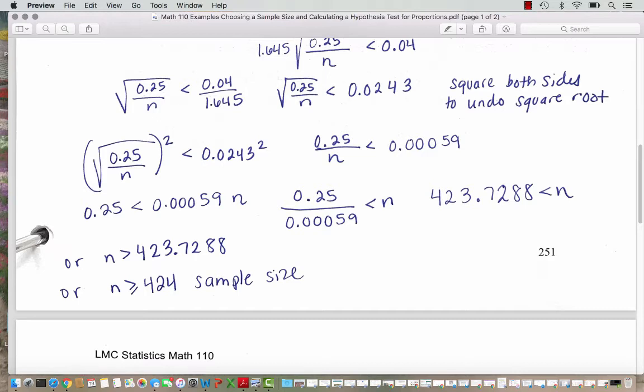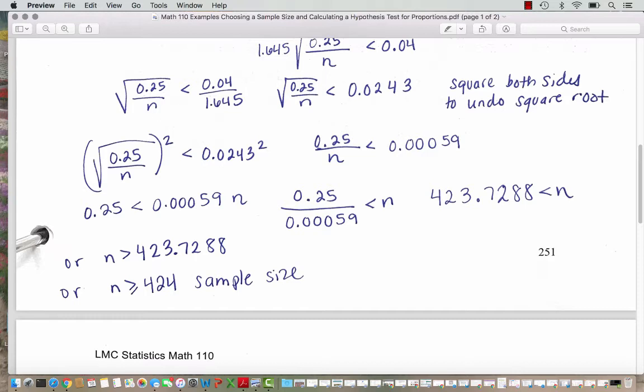Now I want to move that n over to the other side, and again, we're assuming everything's positive values here. We're not going to have a negative for our sample size, so we don't have to worry about changing direction of our inequality. So on the next line, we've got 0.25 less than 0.00059n. And then our very last move is to divide by the 0.00059 on the other side of the inequality.